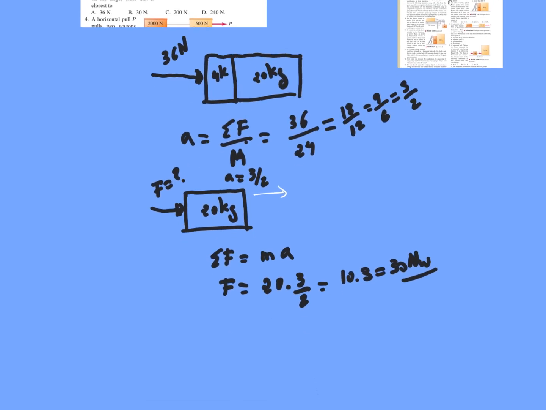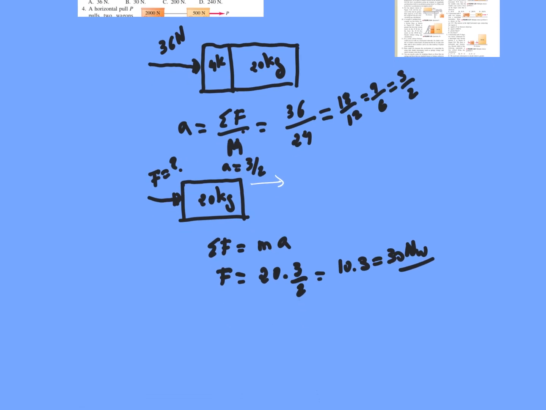So the acceleration is 3/2. So now let's go to think. The problem is asking me, if he pulled with 36 newtons on the 4 kilogram, on the 20 kilograms, which force will exist? Well, the 20 kilogram is also accelerating at 3/2. So the force is the mass times the acceleration. The force is what I don't know. The mass is 20 kilograms. The acceleration is 3/2. So the force is 30 newtons.